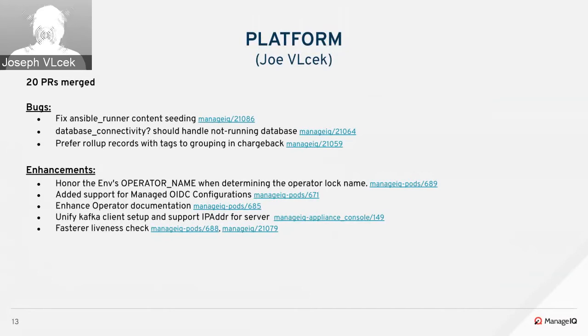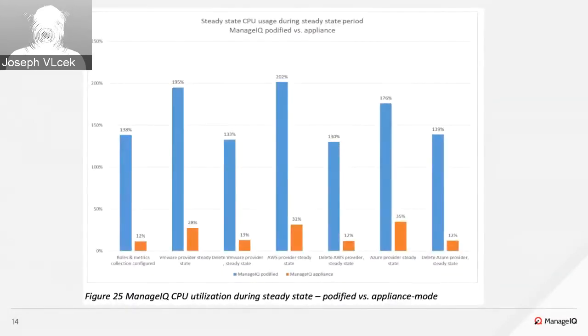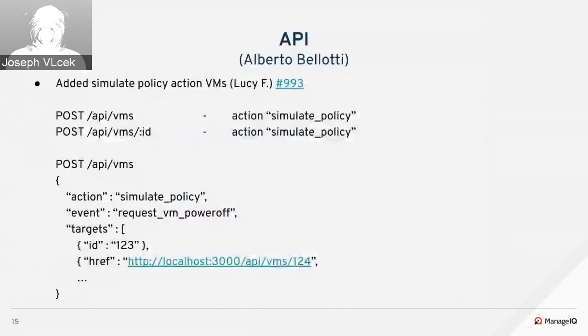And if you go over to the next slide, we have an image that was put together by Thad Jennings. Indicated by the blue bars in this image, the podified version was using a lot of idle CPU. And after Joe R's change, the podified version will align with the CPU usage as shown in orange for the appliance. So a big improvement there. And that's it for the platform space. On to Alberto for the API.